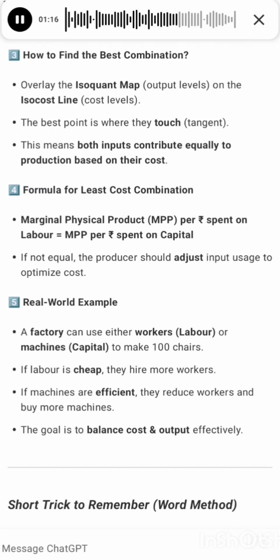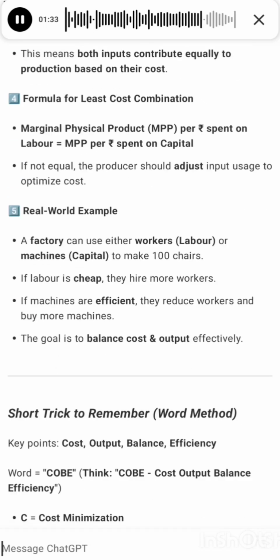Real-world example. A factory can use either workers (labor) or machines (capital) to make 100 chairs. If labor is cheap, they hire more workers. If machines are efficient, they reduce workers and buy more machines. The goal is to balance cost and output effectively.